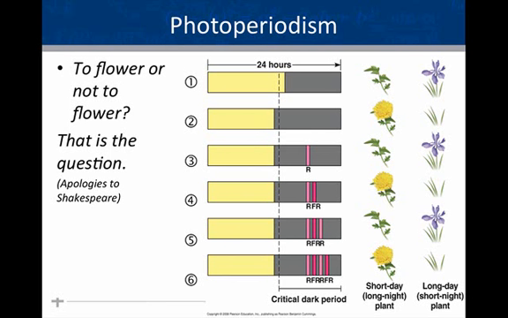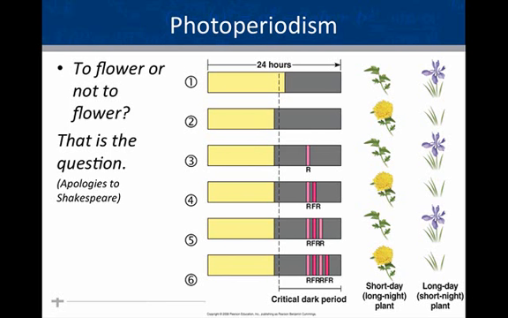Number one, the plants experience more day than night, therefore a long day plant is favored. So the long day, short night plant blooms and the short day, long night plant does not. Alright, let's look at what happens in number two. The plants experience less day than night, thus the critical dark period is exceeded. So the short day, long night plant blooms and the long day, short night plant does not.